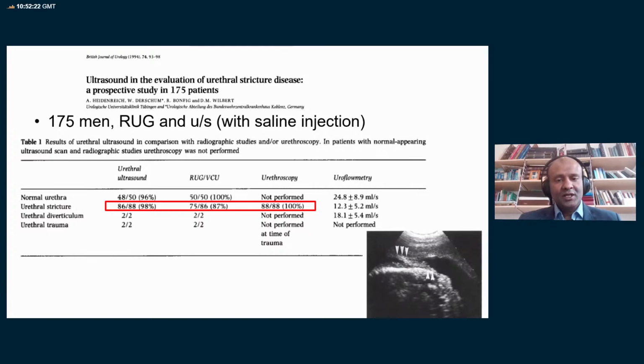Around that time in Germany, they also compared retrograde urethrography with ultrasound, with retrograde saline injection, but also urethroscopy. So if you take flexible urethroscopy as 100% positive for picking up the stricture, they found that urethral ultrasound was very good at correlating with what urethroscopy saw compared to retrograde studies, which were only 87% accurate. So they missed stricture disease on retrograde urethrogram that was visible on flexible cystoscopy and was nearly always visible on ultrasound scan.